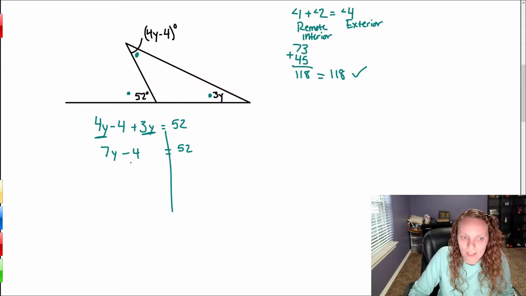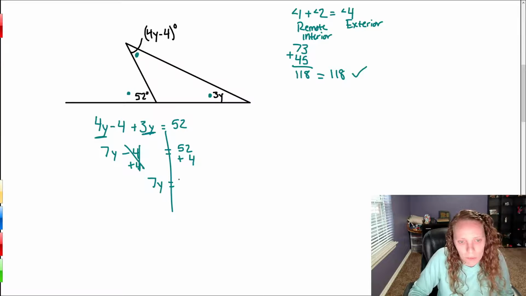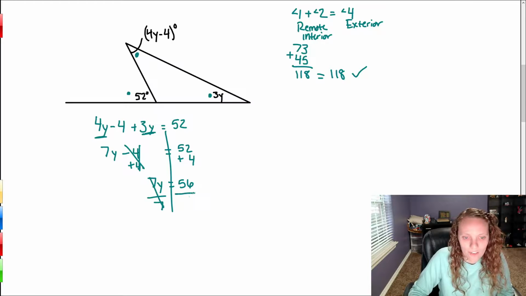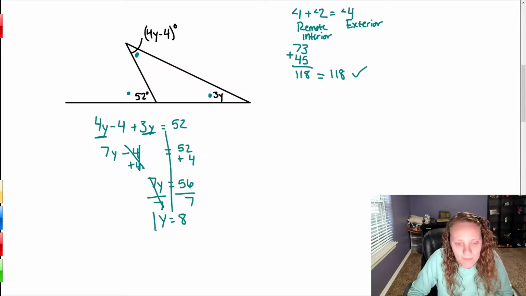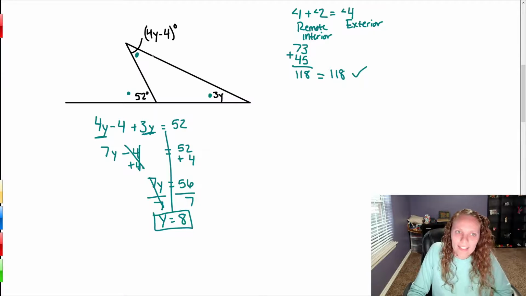So I see a minus 4 here. We're going to add 4. Remember, we always do the opposite to cancel it out. So now we're left with 7y equals 52 plus 4 is 56. 7y, that means 7 times something equals 56. So to cancel the 7 away, we're going to divide by 7 on both sides. y is equal to 56 divided by 7, which is 8. 7 times 8 is 56. So y is equal to 8.